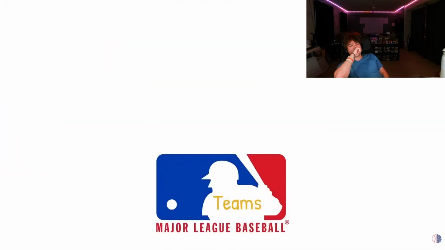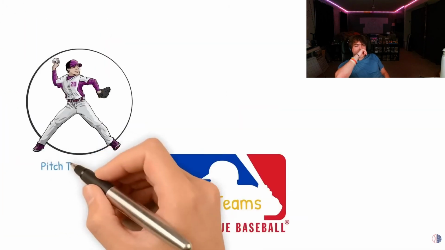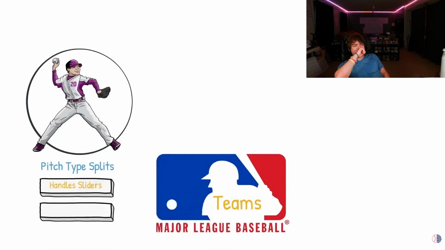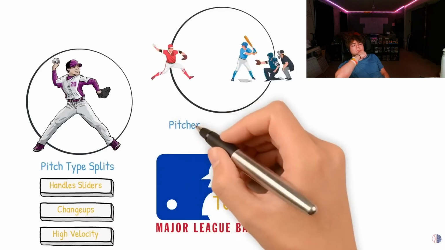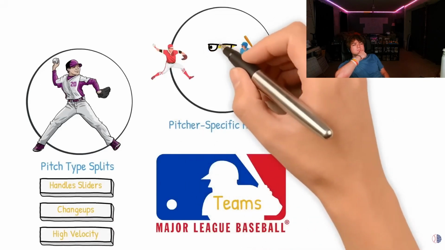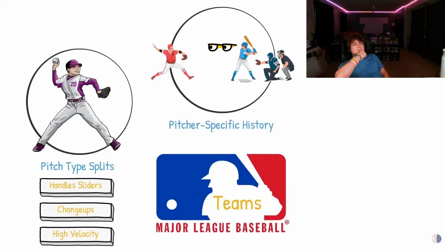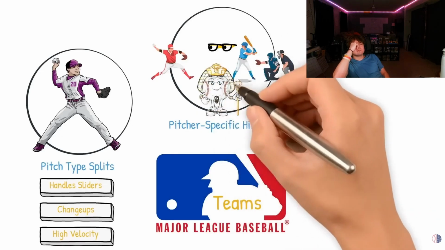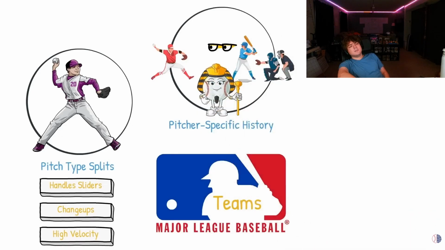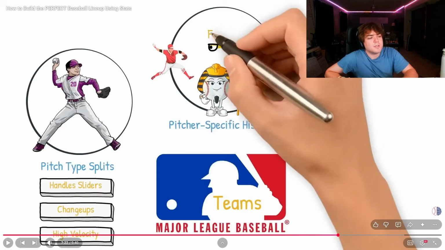MLB teams can go even deeper using pitch type splits, who handles sliders, changeups, or high velocity as compared to what pitcher will be throwing that day. You can also look at pitcher-specific history. Some players just see certain pitchers better, and Major League Baseball has the luxury of having some historical information on how their hitters have fared against a pitcher. Which is also another thing, dude.